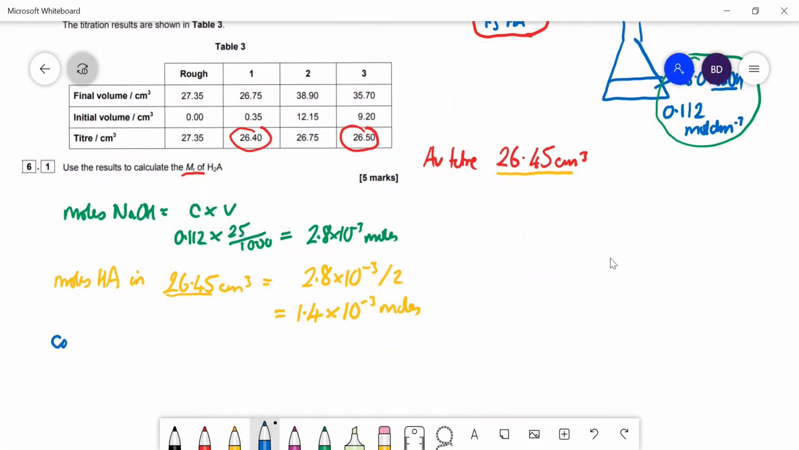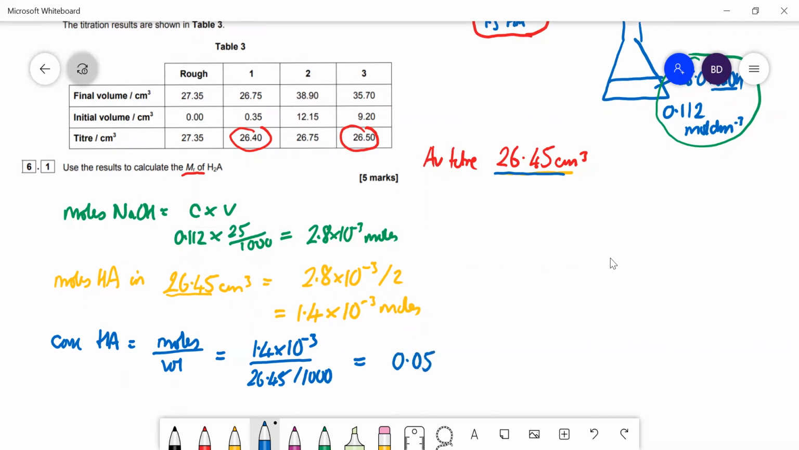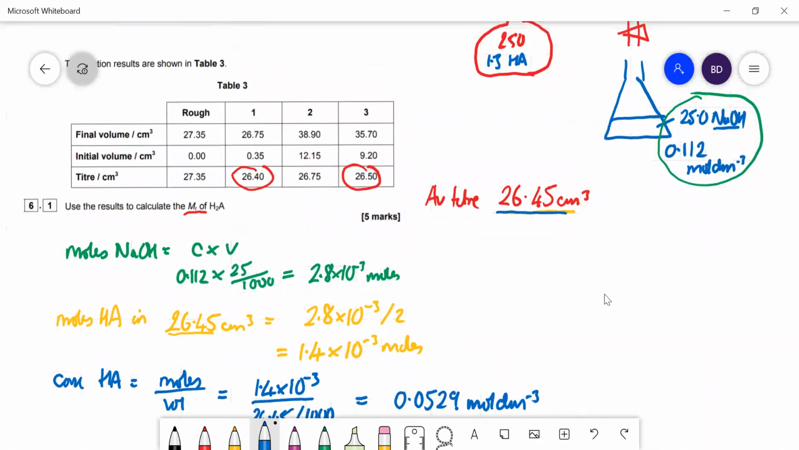So the concentration of H2A is equal to the moles divided by the volume. The moles we've got is 1.4 times 10 to the minus 3, and the volume is 26.45 centimeters cubed, so 26.45 over 1,000. That gives us a concentration of 0.0529 moles per decimeter cubed. Now that we've got the concentration of H2A, we can work out how many moles of H2A we had in 250 centimeters cubed. We know the mass is 1.3 grams of H2A, so with the moles and the mass, we can then work out the Mr of H2A.